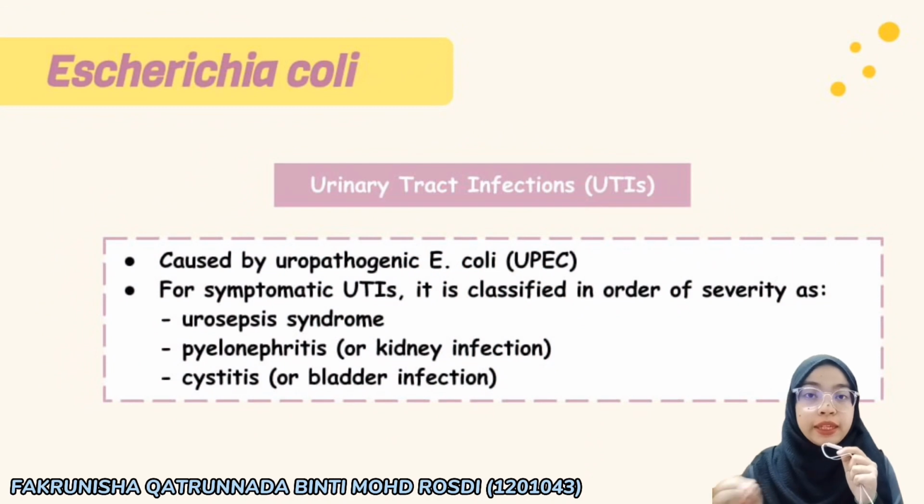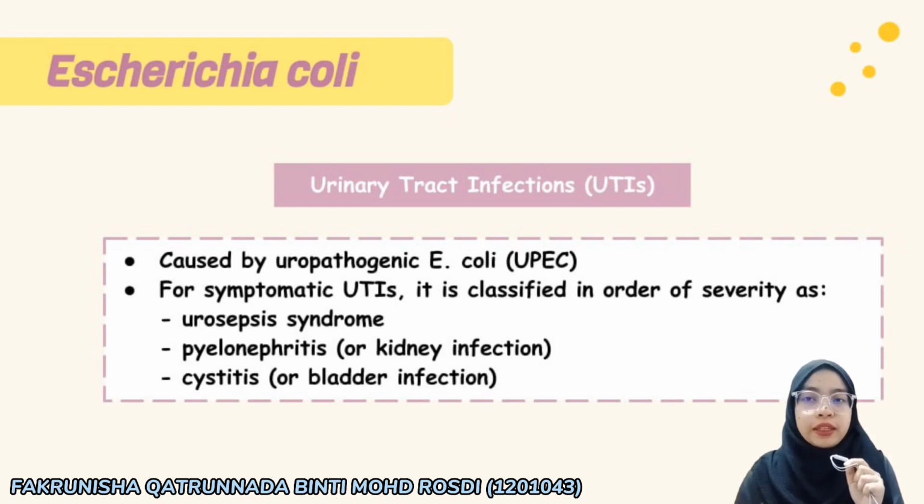The most prevalent extraintestinal E. coli infection in both community and hospital is UTIs, which are caused by uropathogenic E. coli, or UPEC. It has been reported that 150 million people worldwide experience UTIs each year. A certain number of bacteria present in the urine is referred to as a UTI. Symptomatic UTIs are classified in order of severity as urosepsis syndrome, kidney infection, and bladder infection.